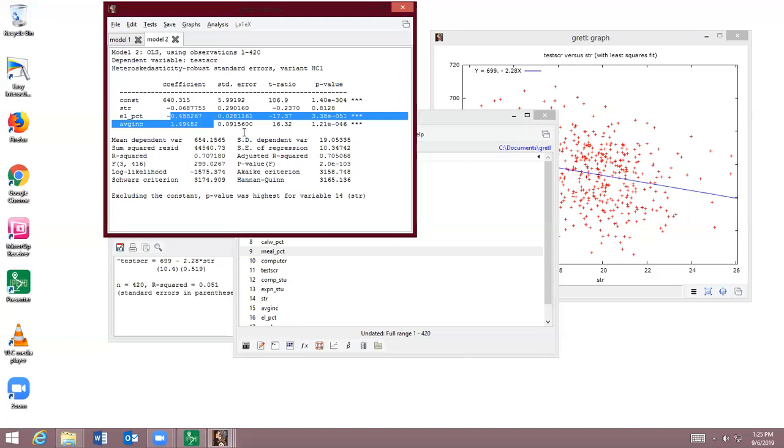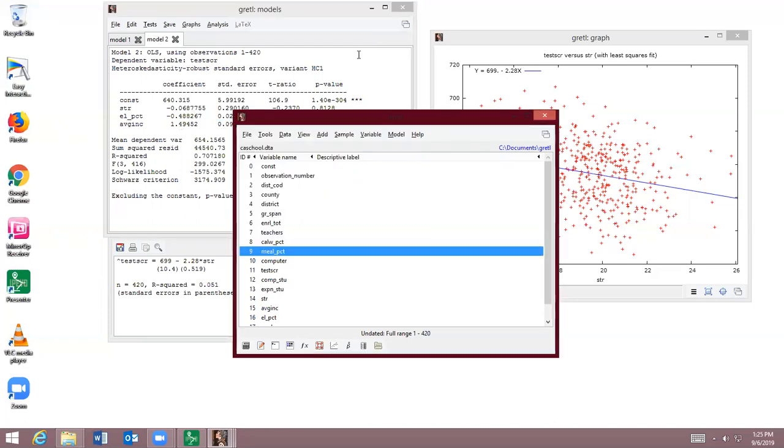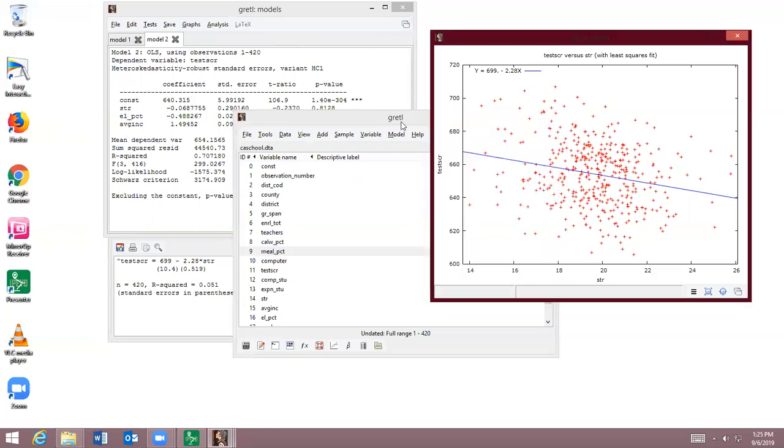These other estimates, though, they're looking good. As the percent of English language learners in the county increases by 1, the test score is going to decrease by 0.48. And as the average income increases by 1,000, the test score is going to increase by 1.49. So what's part of the problem with these models? Part of the problem is the fact that everything's entering into it linearly.